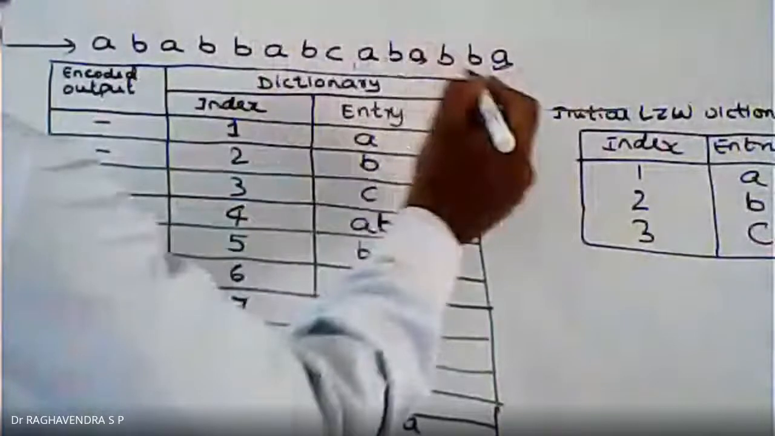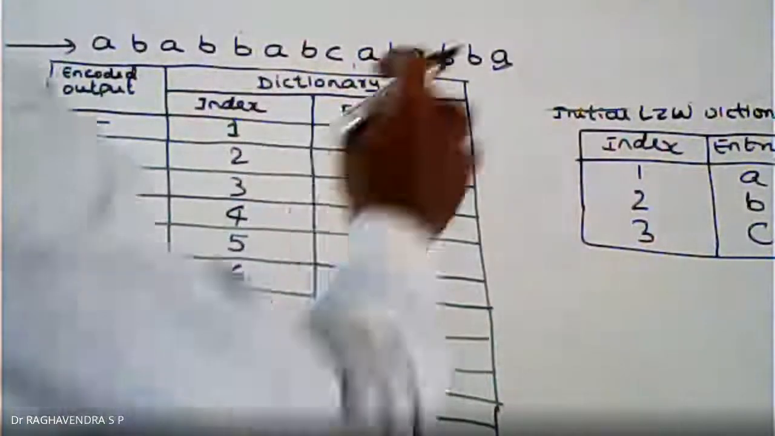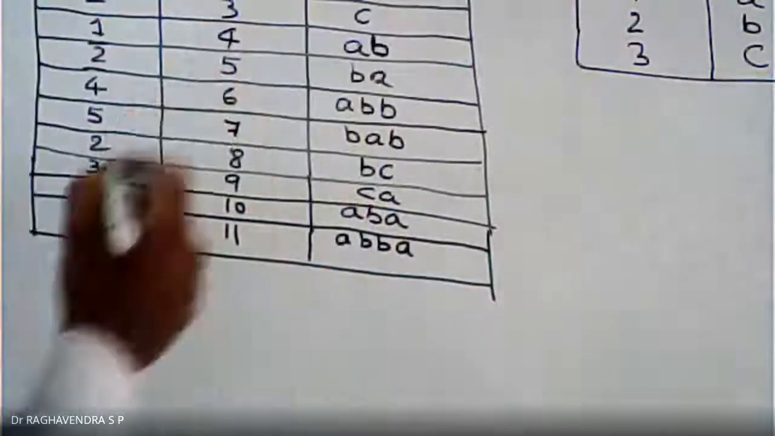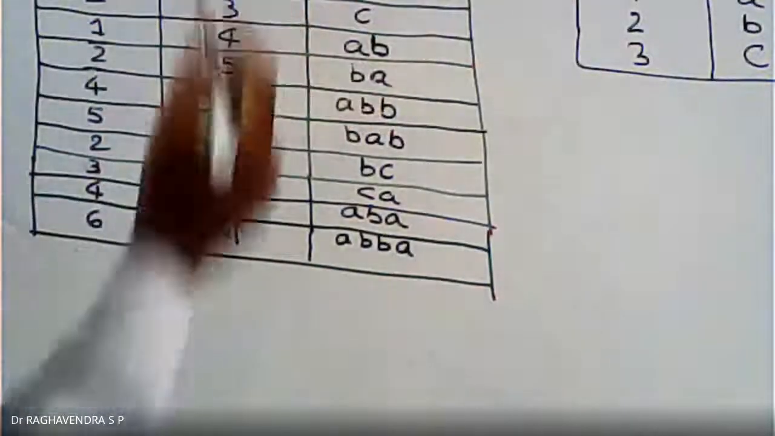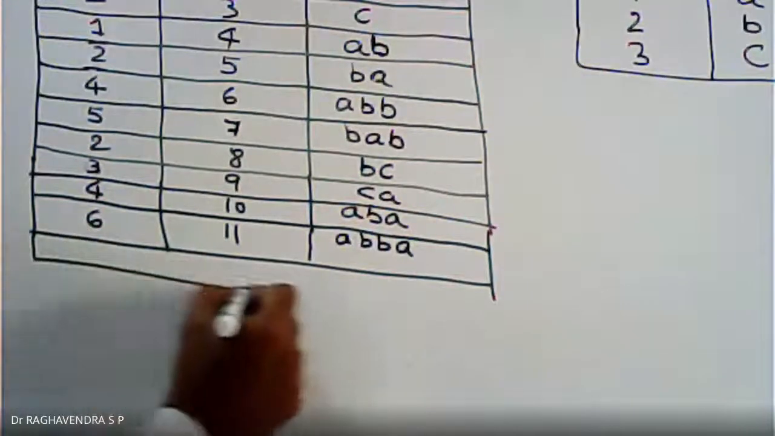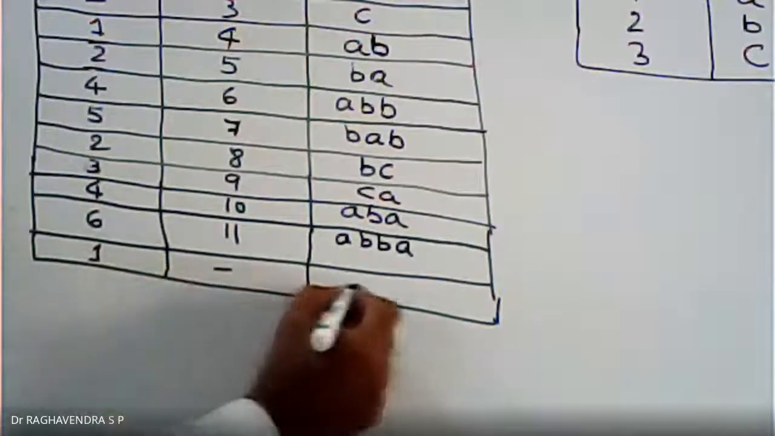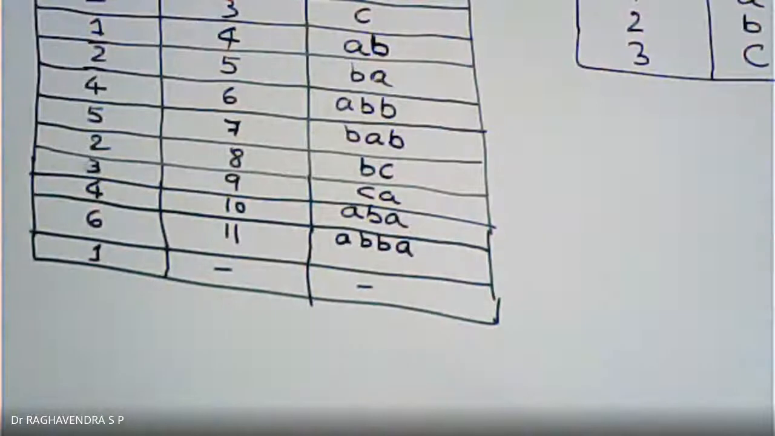We have reached here now. If you consider this A, the A is already present. What is the entry for A? 1. So this completes the encoding table.